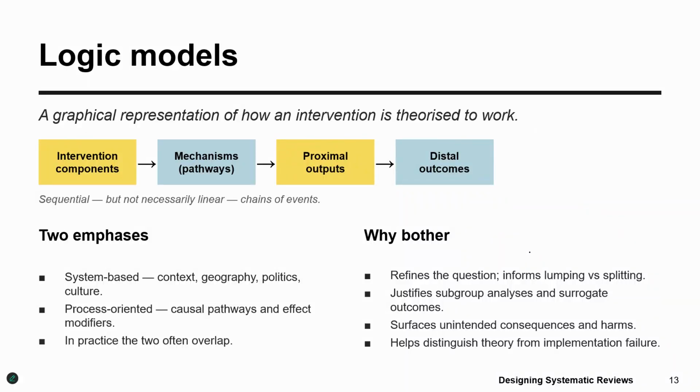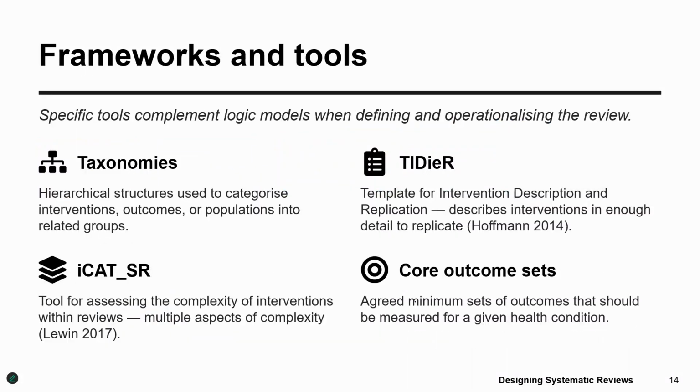Logic models ask a different question than equity. How is the intervention supposed to work in the first place? A logic model is a graphical sketch of the theory of change: intervention components, mechanisms, proximal outputs, distal outcomes. Two flavors: system-based, covering context, geography, politics; and process-oriented, covering the causal pathway and effect modifiers. They often overlap. Why bother? It refines your question, justifies subgroup analysis upfront rather than post hoc, surfaces unintended harms, and lets you distinguish theory failure from implementation failure. Very different conclusions.